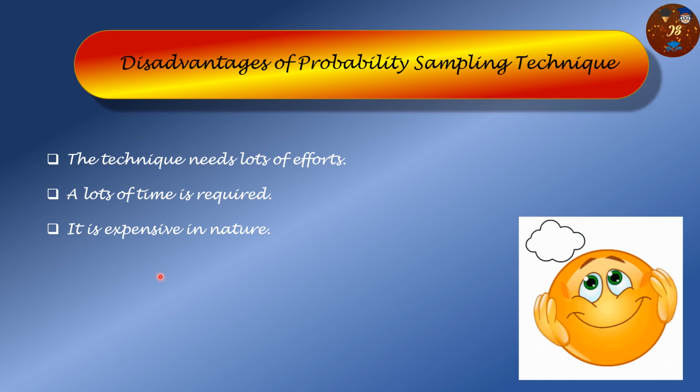The second one is that lots of time is required, definitely, for choosing the samples from a definite population, so that each and every member has the chance to be included. This is a very important thing, and for that reason the research worker has to give enough time. It is expensive in nature. In every section of the research where proper mathematical, proper sensitive stages of sampling are involved, it always requires some extra expense.